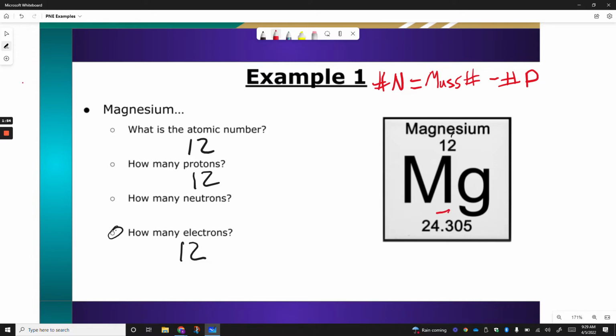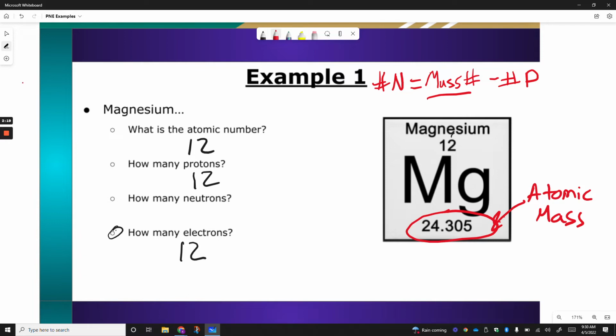Now we have down here at the bottom this 24.305. But this is where the notes we said we got to remember the difference between a mass number and an atomic number, atomic mass. So this is our atomic mass. And we want our mass number. So to get that, all I have to do is round.